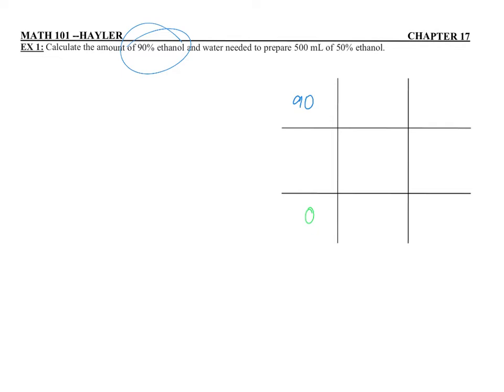Okay, so now let's go ahead and fill in the desired concentration, which is going to be the 50% ethanol. Okay, so let's go ahead and take the diagonal differences. We're going to have the 90 minus the 50, which is going to be 40. 40 parts needed. And then we're going to go ahead and take the diagonal the other direction. The 50 minus the 0. There's going to be 50 parts needed.